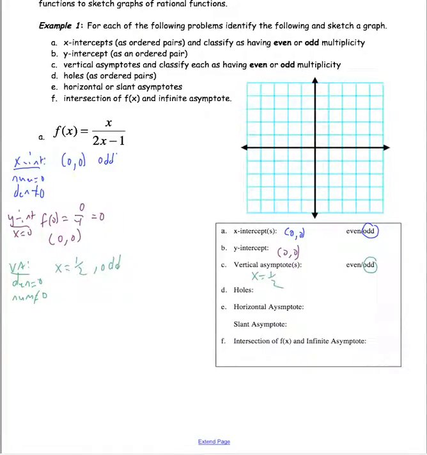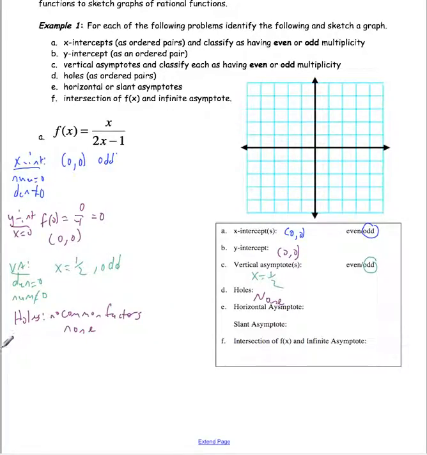Holes. Holes occur when we have a common factor in the numerator and the denominator. So we're looking for common factors. Here we have no common factors in the numerator and the denominator. So we have none, no holes. I'm going to put that over here. None.